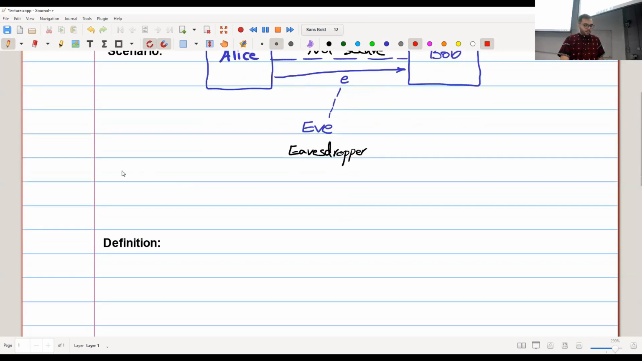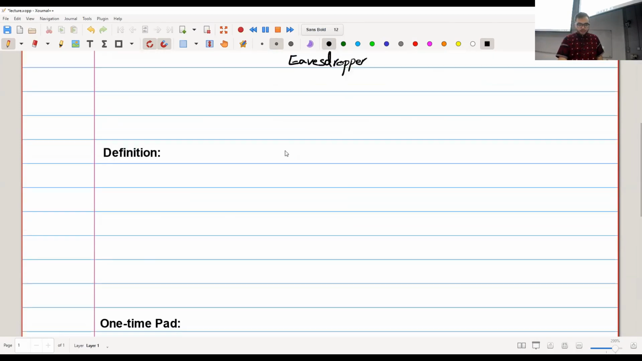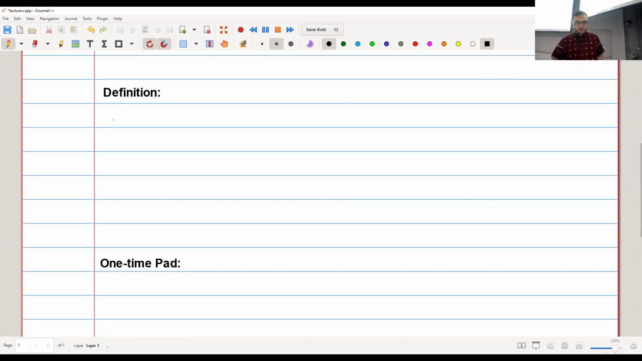So here's what I want. I want to have a particular key. Let's say I have a key, and let's call it K. And this key is also just a string. Now, the idea is that only Alice and Bob know this key, and no one else knows it. So this is a secret that is only known to Alice and Bob.